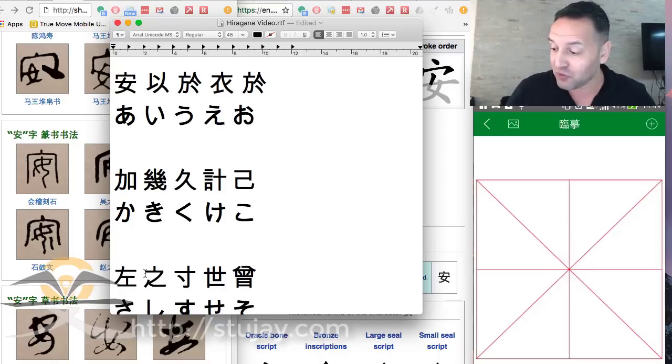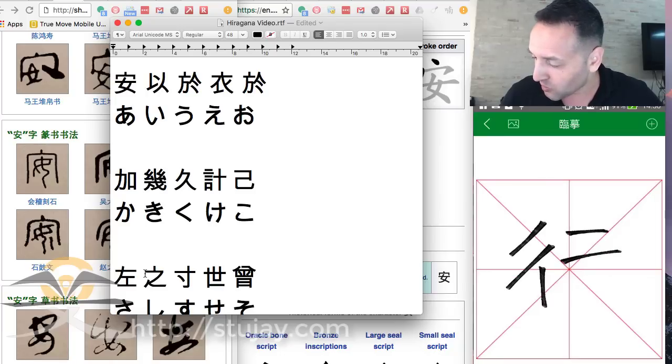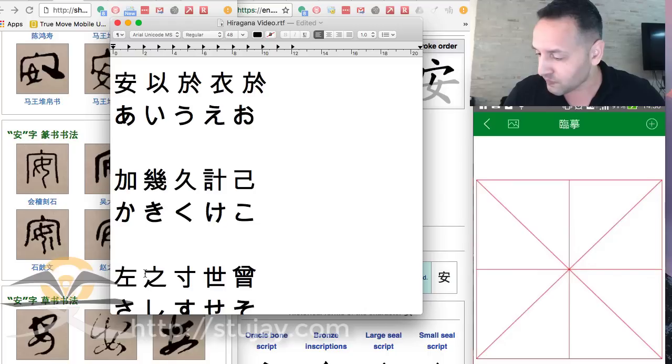Now, just to give you an example, this is the 楷书 form of the word 行, to walk or to move. So that's your standard form that most learners would use. Now, this is the 行书 form.